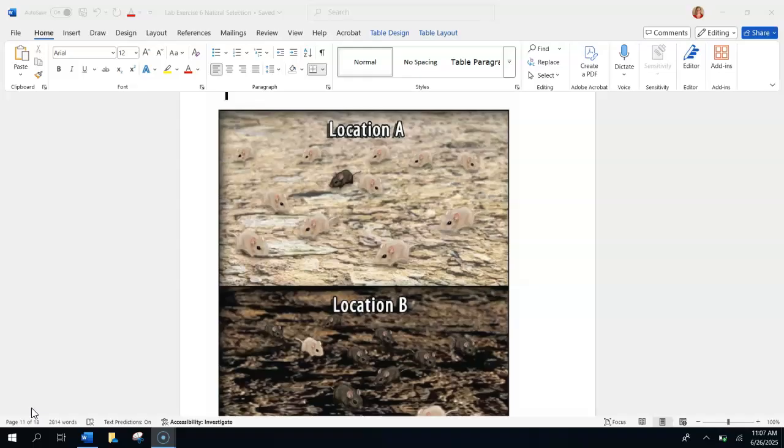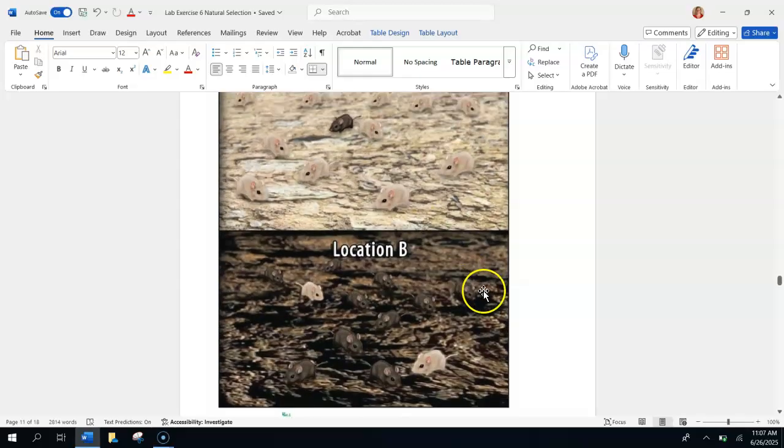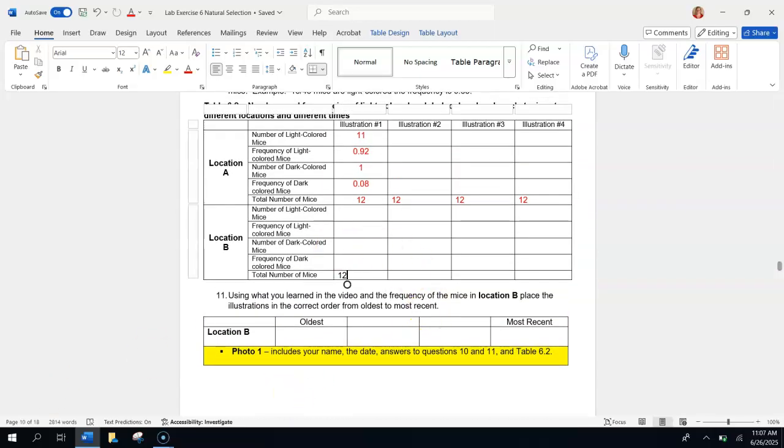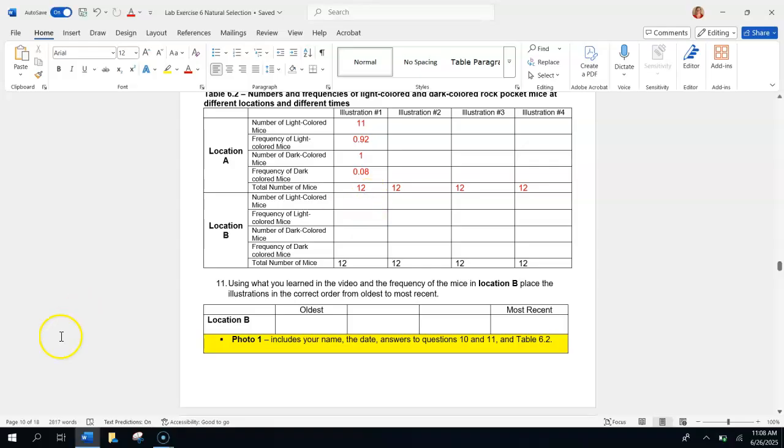So here's the first illustration. We have location A. Again, there's 12 mice total always. So we see one dark mouse, so we're going to put 1. And we're going to have 11, because 11 plus 1 is 12, light colored mice. And then in location B, we're going to have 2 light colored mice and 10 dark colored mice. So you're going to put that data right here in this table. Okay, so let's record our data. So we had 2 light colored mice and we had 10 dark colored mice.